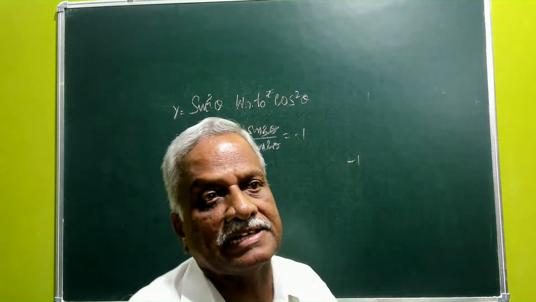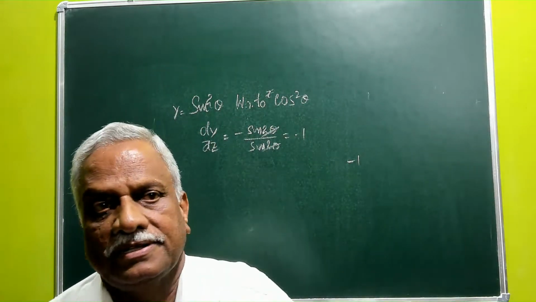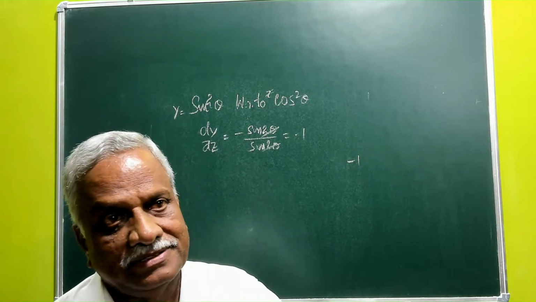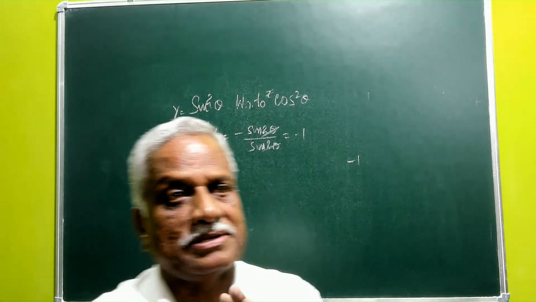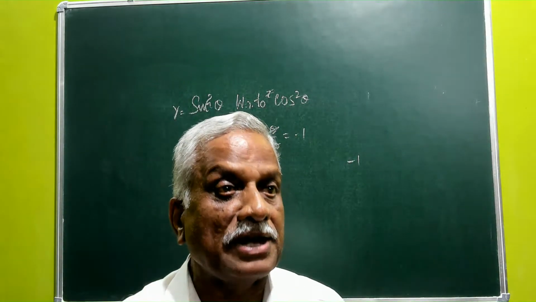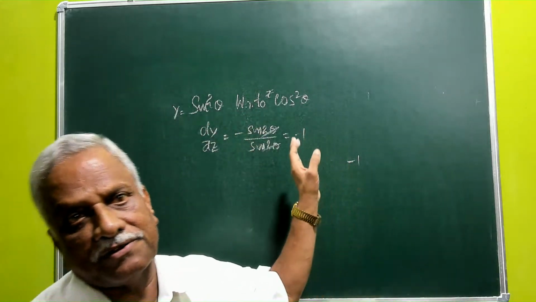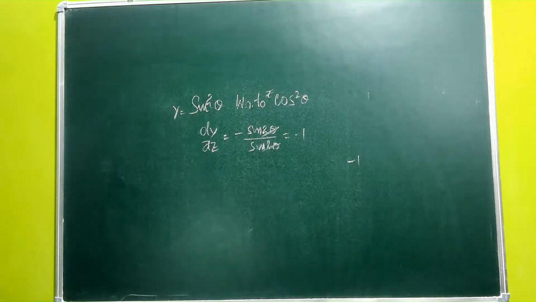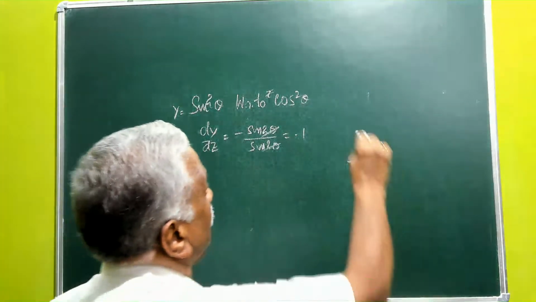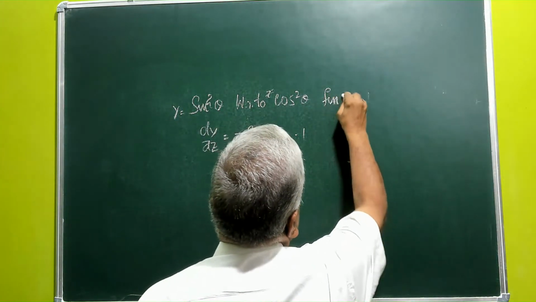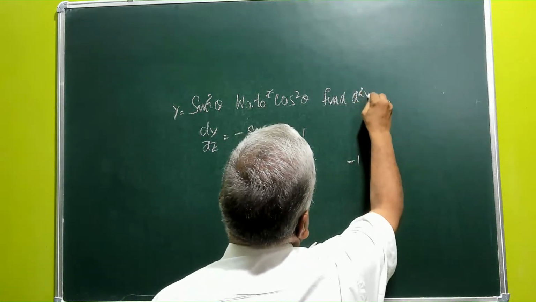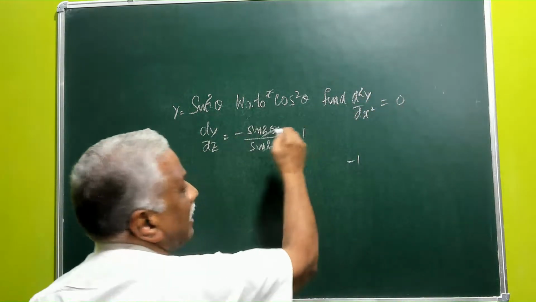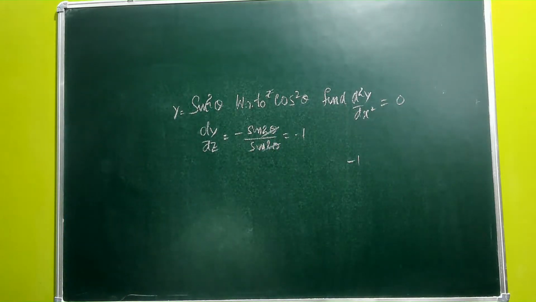Because the derivative of sin squared theta is 2 sin theta cos theta, that is sin 2 theta. Cos squared theta derivative is 2 cos theta times minus sin theta. So if you remember this: sin squared theta derivative is sin 2 theta, cos squared theta derivative is minus sin 2 theta. You get -1 as the answer. They have not asked, they have found d square y by dx square. That's the problem. Therefore, that is 0, because you are getting 1, it's a constant, so the derivative is 0.